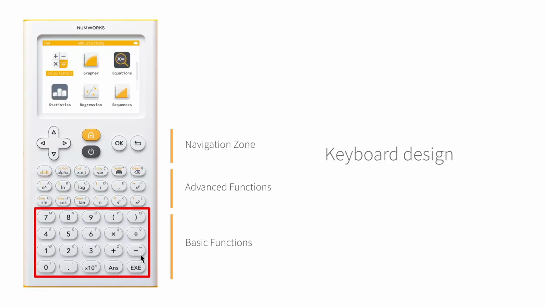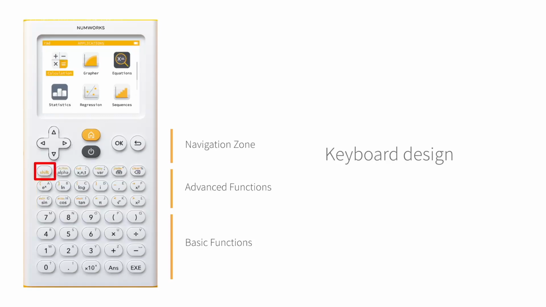Next, let's examine the following two rows, which house most of the advanced functions: trigonometric functions, sine, cosine, and tangent, exponential functions, the natural logarithm, and logarithm. Additionally, there are buttons for the imaginary unit i and pi, as well as the square root, x squared, and x to the power of y keys, along with a comma.